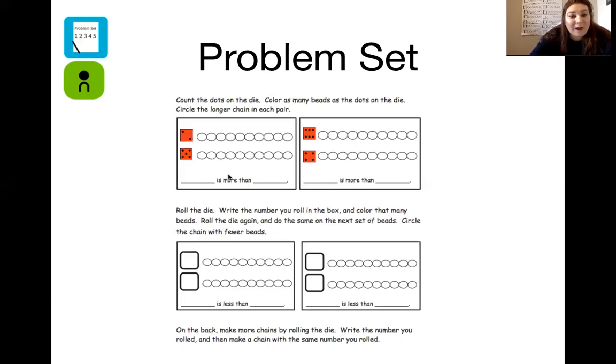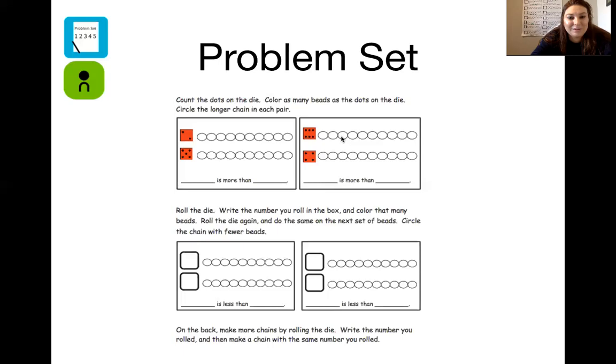Did you write 5 on this line? Good. Did you write 2 on this line? Awesome job, scholars. Let's do one more. How many dots do we see on our dice? 1, 2, 3, 4, 5, 6. So how many beads are we going to color in? Awesome. We're going to color in 6 beads. Go ahead and color them in.